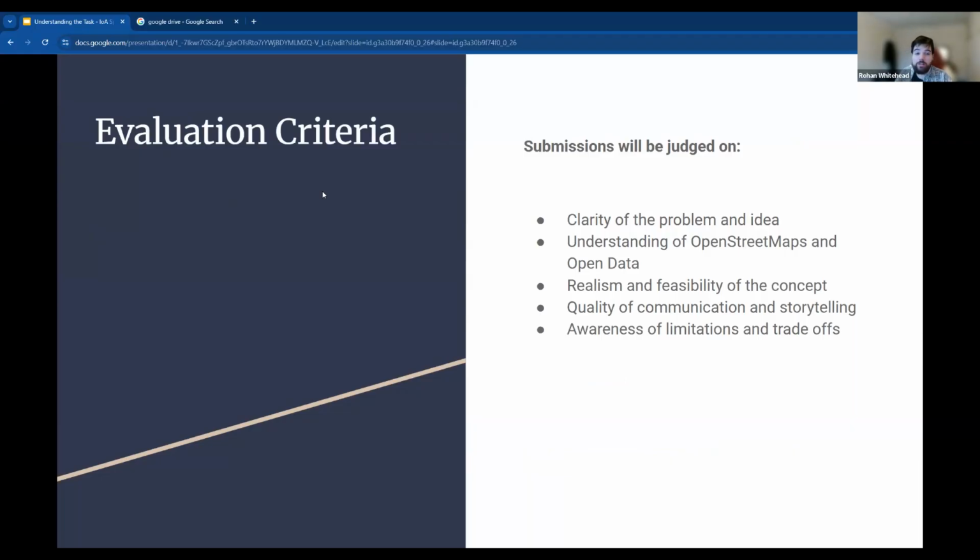So what will you be judged on? You'll mostly be judged on how well you define the problem and define your solution and link your pitch to OpenStreetMaps. You need to make sure you do not stray away from the criteria that we have mentioned here. The quality of your communication and the clarity of your pitch will be really important. If you want to go the extra mile, visualizations, case studies, and statistics from existing OpenStreetMap software will set your presentation apart from others.